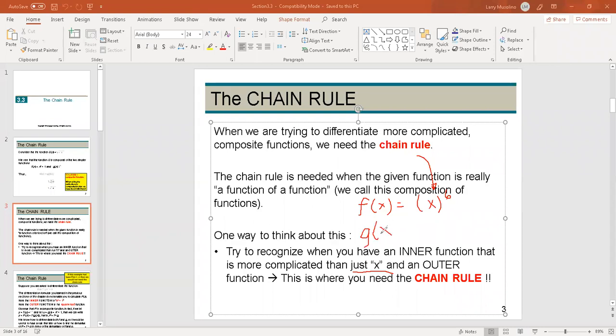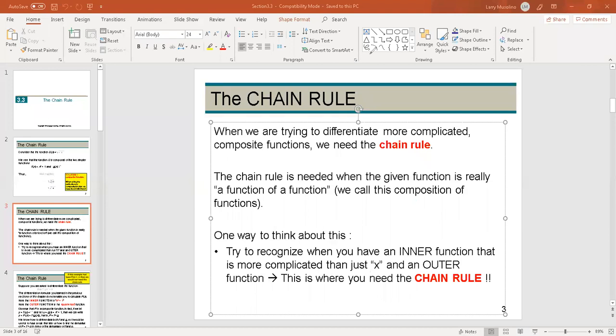What if I put the function x squared plus 1 being raised to the 6? Notice what's inside the parentheses is more complicated than just plain old x. This is where we're going to need the chain rule. So we're going to think of this as a function where we have an inner function and an outer function. This x squared plus 1 would be the inner function, and raising to the exponent 6 would be considered the outer function.